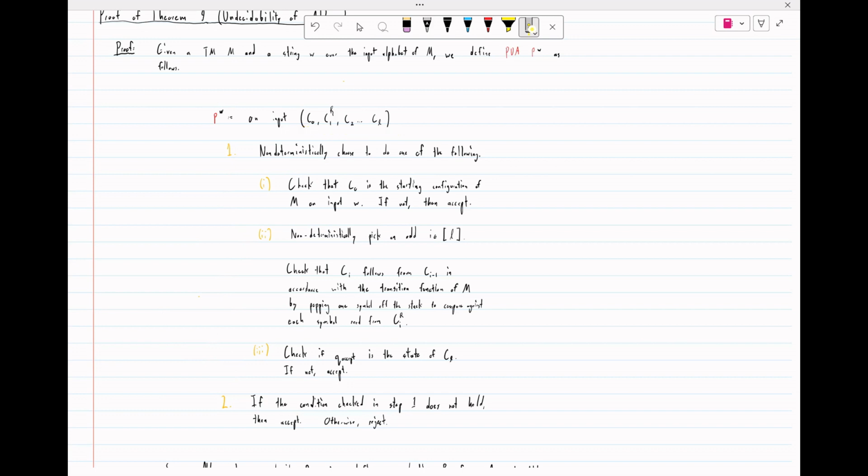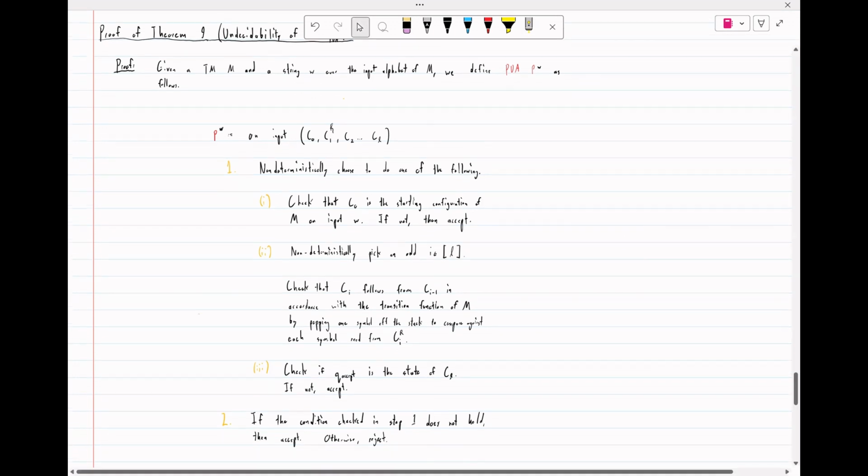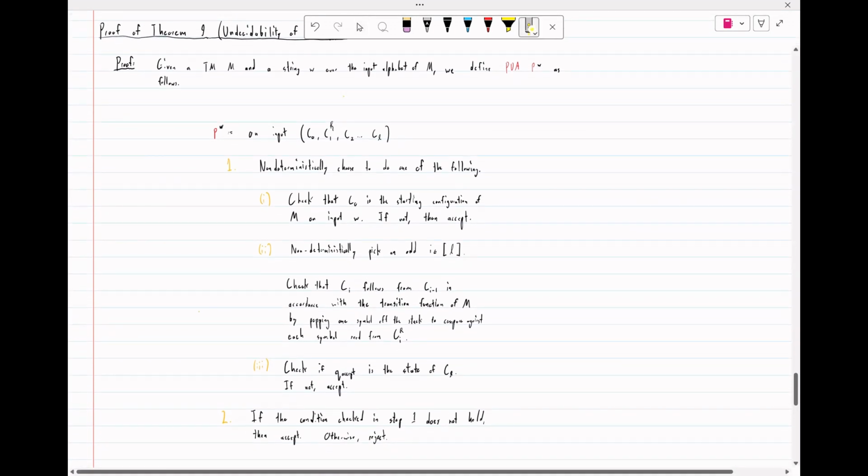Why? Because I want this PDA to accept every string if and only if M rejects on W, right? So the only possible string that this PDA couldn't accept, the only way all of these non-deterministic branches could reject and give me an input that I reject on, is if, in fact, this input is an accepting computation of M on W.